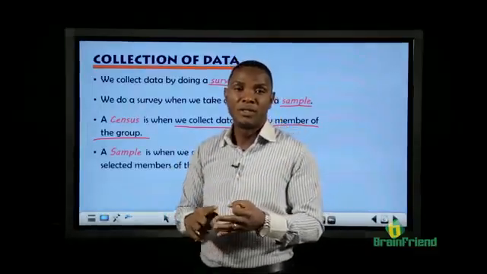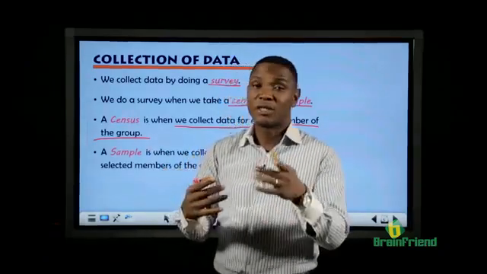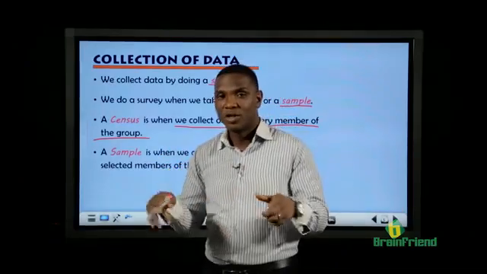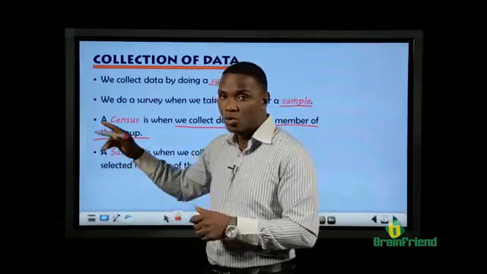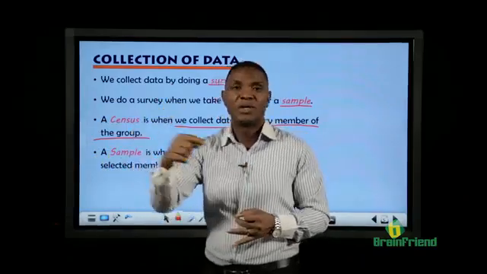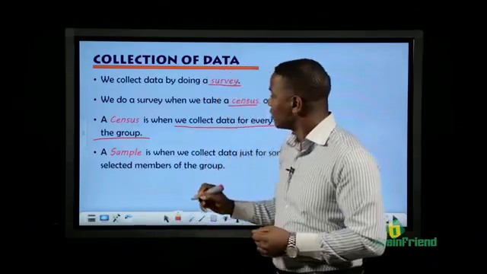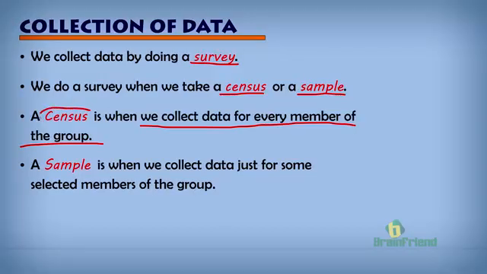Now, your class, maybe you have JSS 3A, 3B, 3C. And I want information on the favorite kind of sports that every student has within JSS 3. I would need to go through JSS 3A, 3B, 3C, and ask everybody and get their information and put it down on paper. When I do that, what I've taken is what? A census. I took information from everybody in the group, every JSS 3 student within the school.